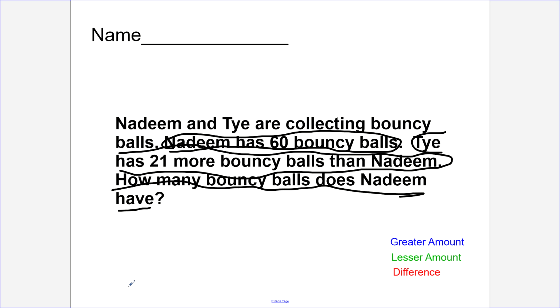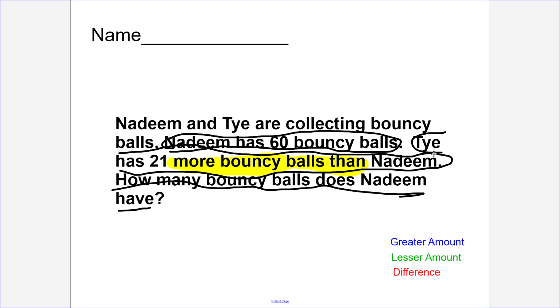I'm going to let you think. What are the compare words in this problem? What are the words that show we're comparing two things? Oh yes, the compare words are clearly that Ty has more bouncy balls than Nadim. Those words show that I'm comparing the amount of bouncy balls Nadim has and the amount of bouncy balls Ty has. Since that piece of information, Ty has 21 more bouncy balls than Nadim, includes the compare or difference words.